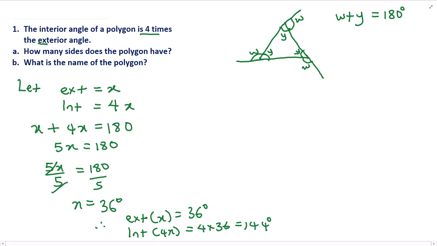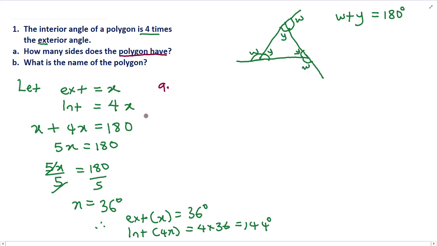But let's check if this is what the question required us to solve for. A says, how many sides does the polygon have? For us to know the number of sides this polygon has, remember this is not the polygon in question, this is more like an instance I used to explain. We'll have some information that is going to help us.